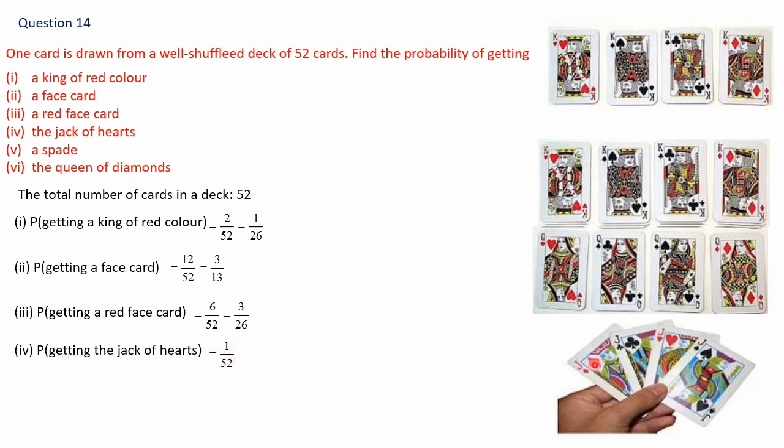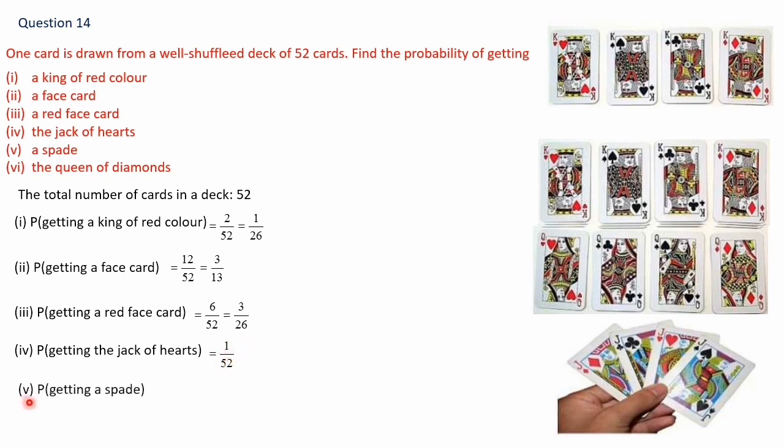So these are the jack cards. 4 jack cards are there. In hearts there is only one jack. So 1 divided by 52. Total number of outcomes is 52. Favorable outcome is 1. No cancellation.